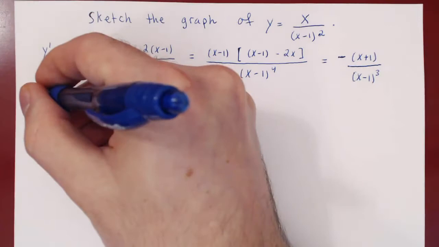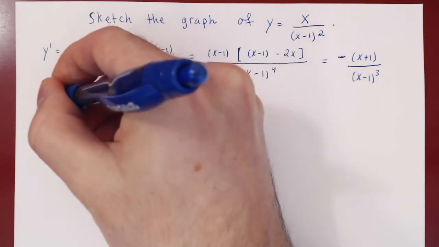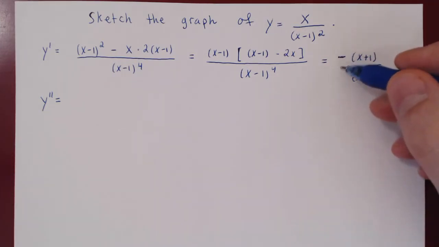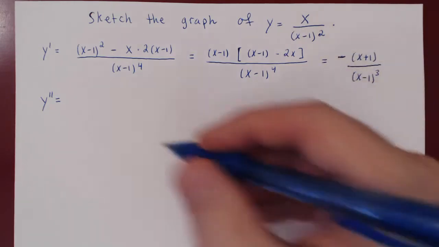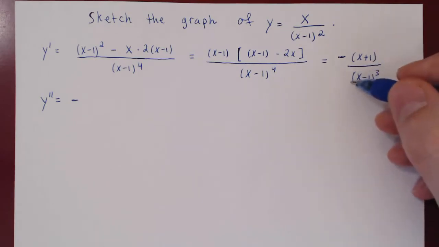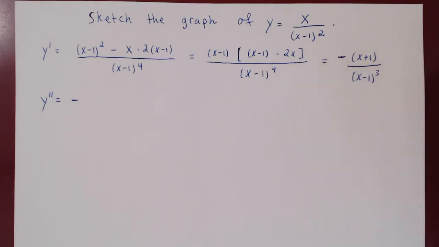But we also need the second derivative. So we differentiate the derivative to get our second derivative. Once again, we have a quotient, so we use the quotient rule. The negative we'll leave up front as a constant multiple. And we now differentiate (x plus 1) over (x minus 1) cubed.